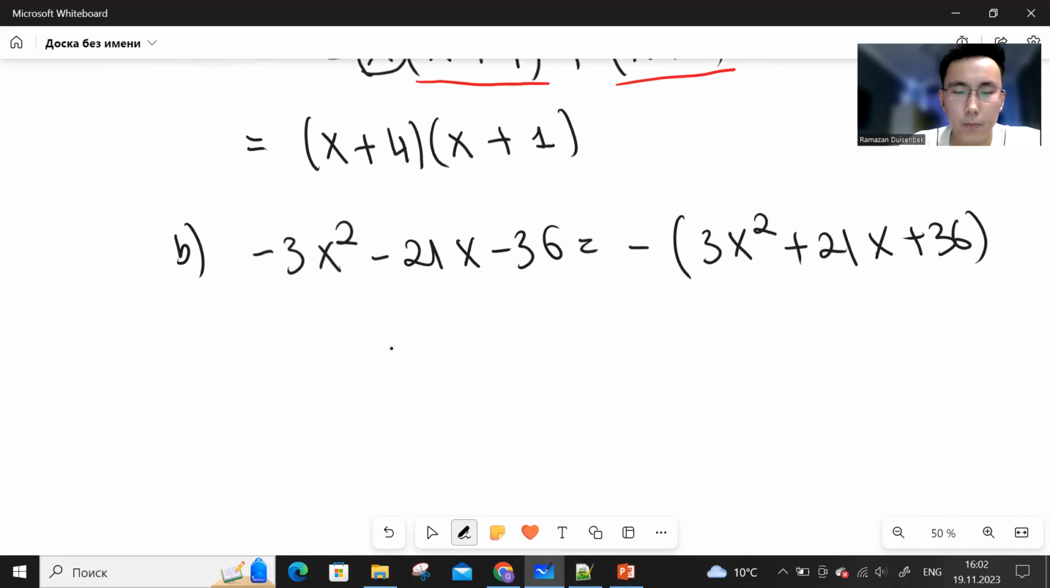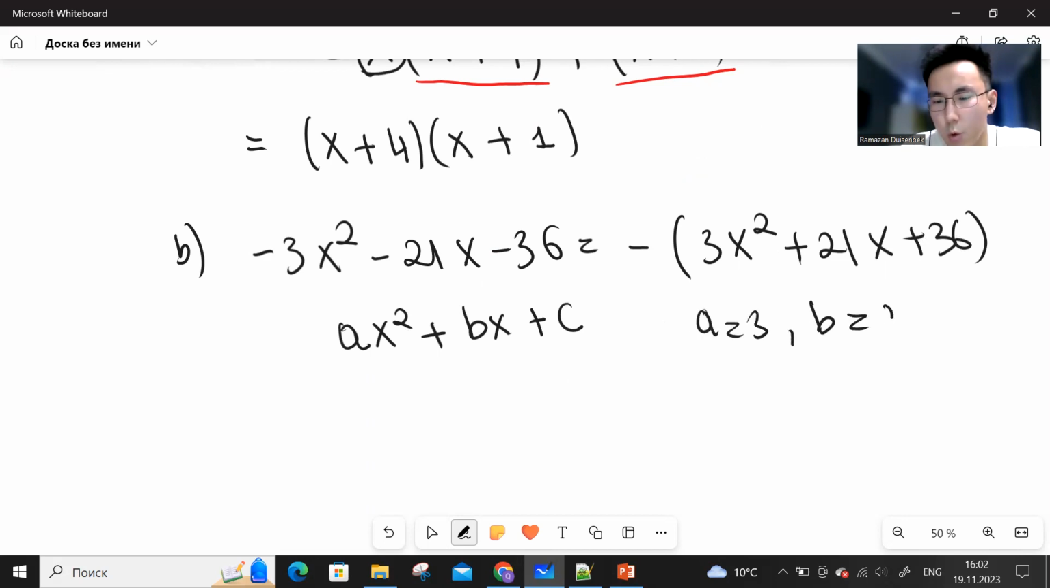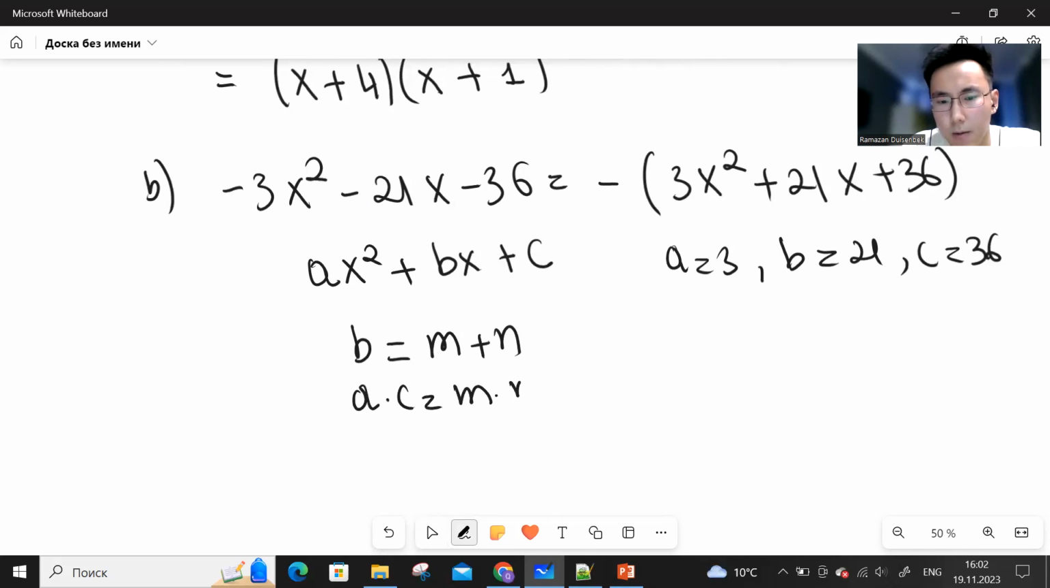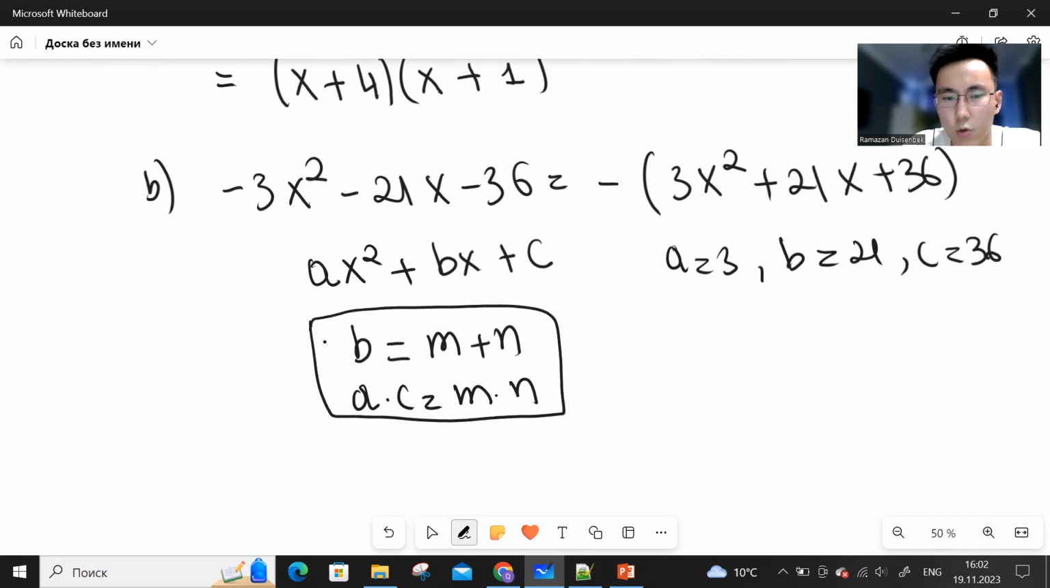Now, my quadratic trinomial is in this form. Instead of a, I have 3, so b is 21 and c is 36. Here I will use this formula: b equals m plus n, and a multiplied by c equals m multiplied by n. But what is this?